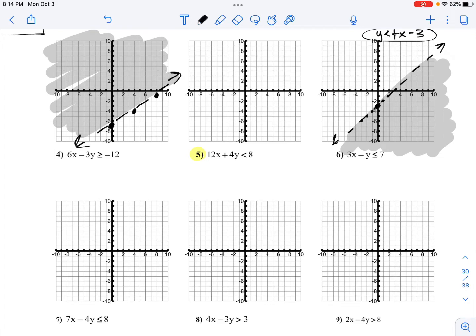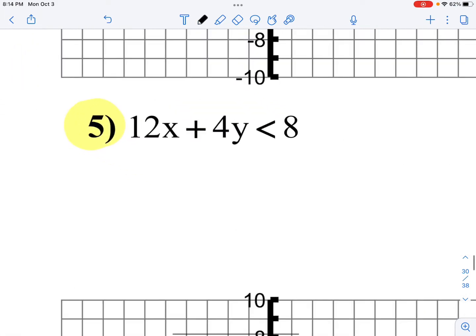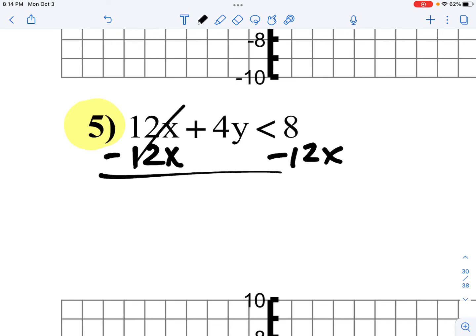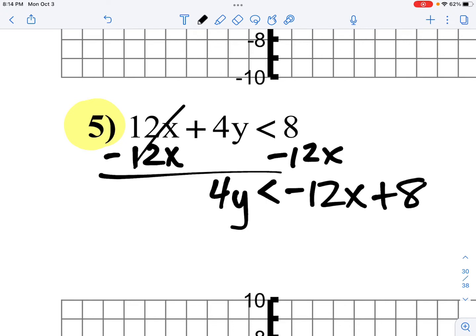Okay, let's look at number 5. This one, again, I need to get the y by itself, so I need to move the 12x over. I'll start by subtracting it. It is a positive 12x, so in order to move it to the other side, I need to subtract it away. So keep the positive 4y the way that it is. Keep the inequality symbol the way that it is. This is a whole number. This is an x. You cannot combine them. So I'm going to write -12x and positive 8.